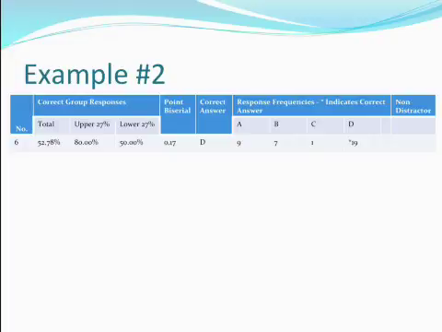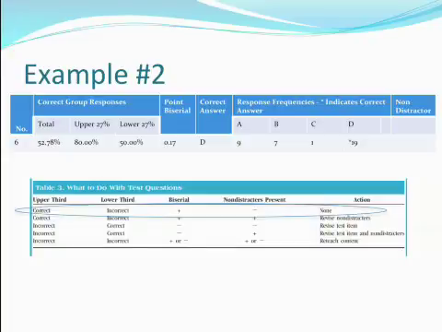So how would we interpret this? Well, we can look and say, okay, the upper third got it correct. A good portion of the lower third got it incorrect, 50%. We have a positive point biserial, and we have no non-distractors present. And what does that tell us? We could probably keep this question. It was a good discriminating question. We don't need to change anything.